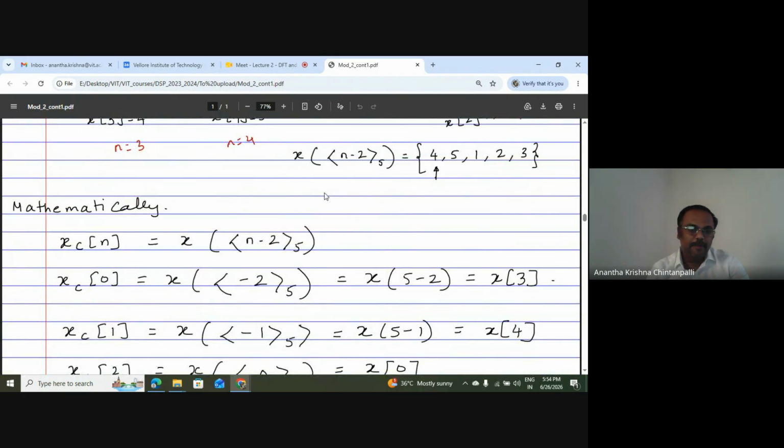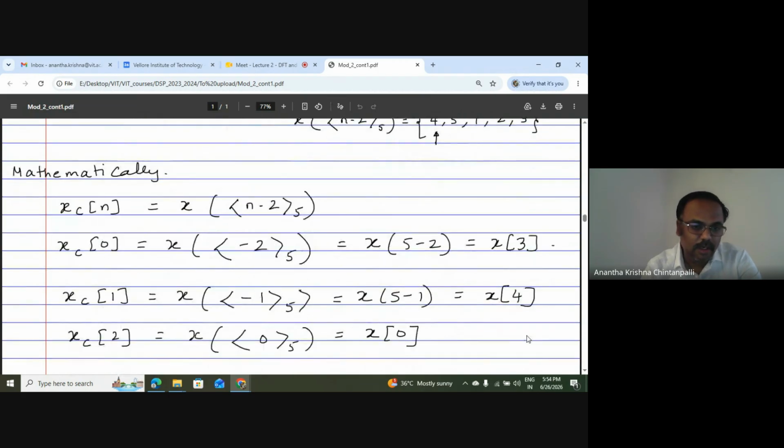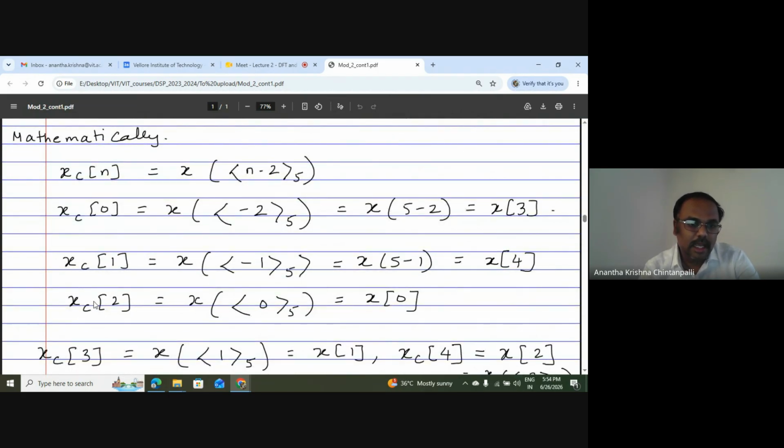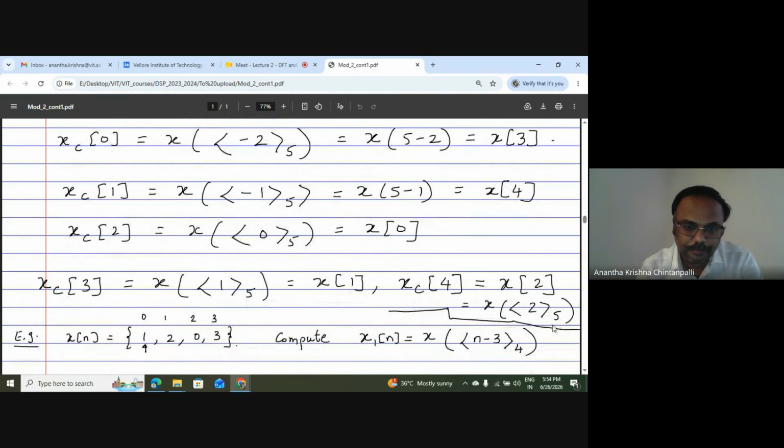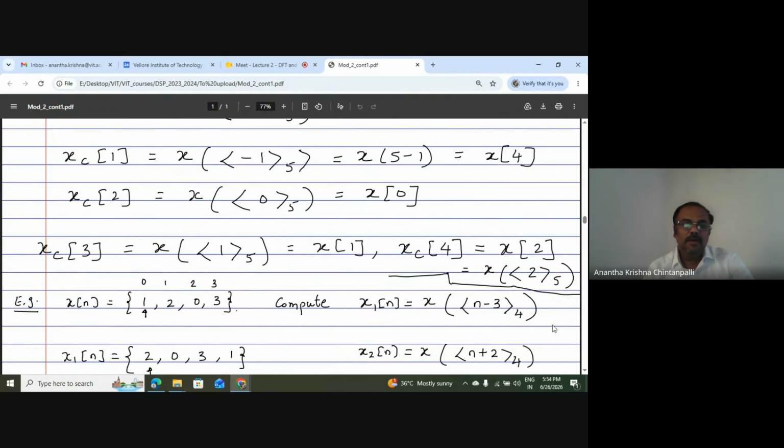So the value is 4. Now n is equal to 1, so x of 5 minus 1, so x of 4. Then n is equal to 2, so x of 0 modulo 5. So xc of 3 is x of 1 modulo 5, obviously this is going to be x of 1. Xc of 4 is x of 2 modulo 5, which is going to be x of 2. So this is how you have to do it.